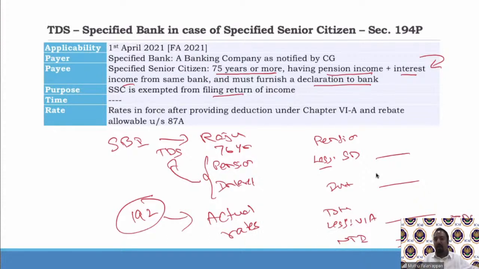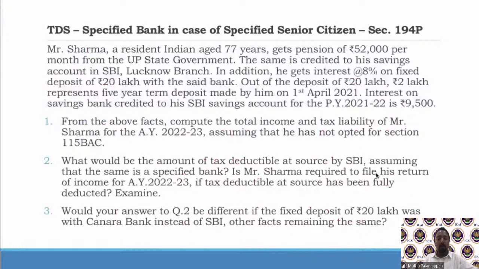So the bank under section 194P will deduct TDS, which means all my taxes are deducted. I need not even pay 1 rupee extra, and even 1 rupee need not be refunded to me. So the exact tax amount is actually deducted. So this is what we call 194P, where the bank shall deduct the actual tax of a specified senior citizen if the specified senior citizen is receiving only pension income and interest income from the same bank. So that is 194P. We'll see a problem to understand this.